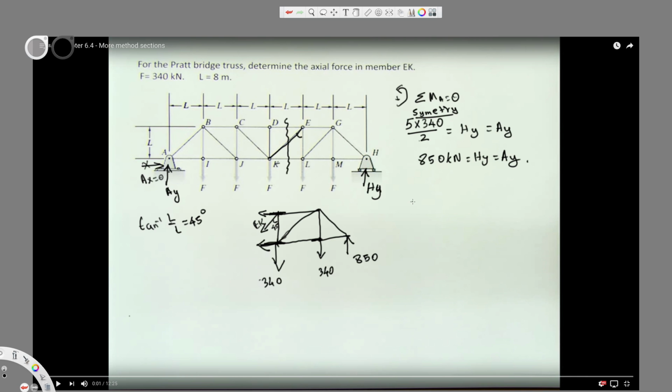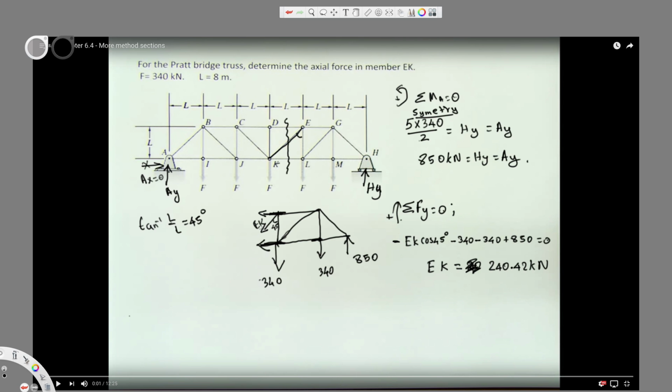So we know vertical forces. Therefore, we can take the total vertical force, total Fy is equal to 0 in statics, and take upside positive. This is going to be EK cos 45, and it's negative, it's acting downward. Minus EK cos 45 degrees minus 340 minus 340 again plus 850 is equal to 0. Now if I solve for EK, it comes out to be 240.42 kilonewton.